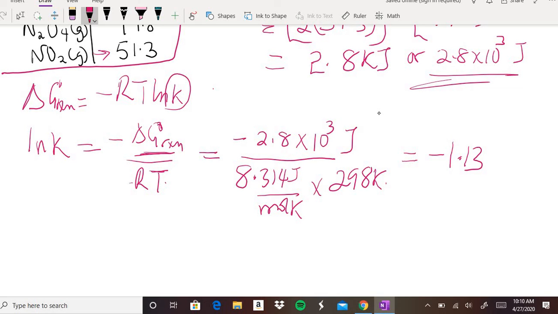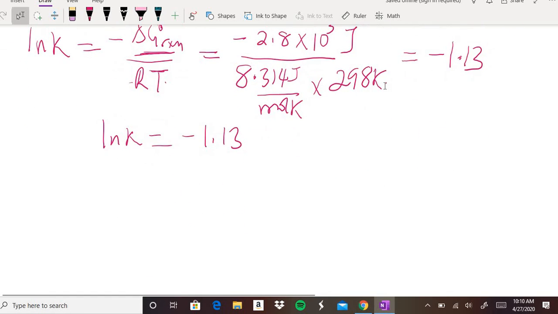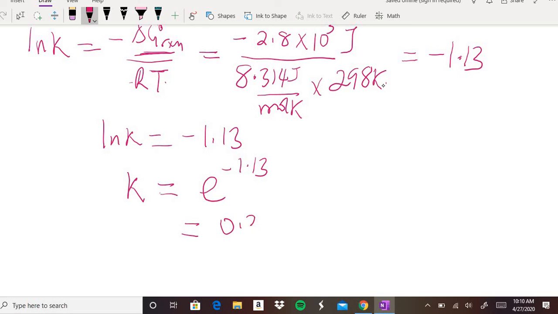The next thing we do is remember that we are actually looking for K, not ln K. ln K is negative 1.13. So we go into our calculator to find K. We now take the exponent of negative 1.13, and that will give us 0.32. That gives us the value of our equilibrium constant.